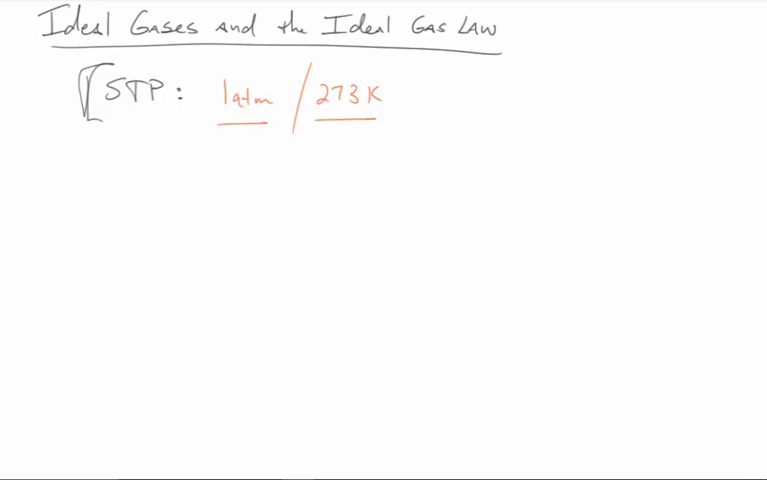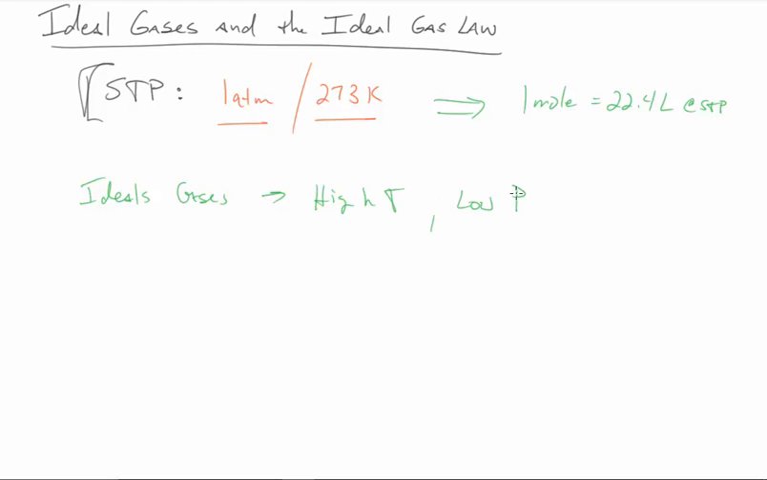Just to give you a heads up, under these conditions the relationship 1 mole equals 22.4 liters is true. So 1 mole equals 22.4 liters at STP, and we need to adjust that otherwise. Generally, gases behave more like ideal gases the higher the temperature and the lower the pressure. So ideal gases are more ideal at high temperatures and low pressures. And this should make sense to you.